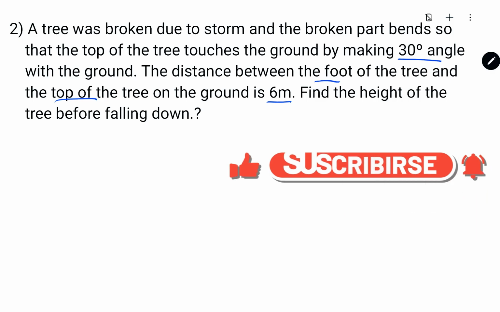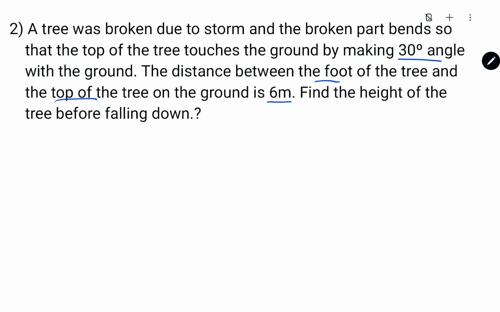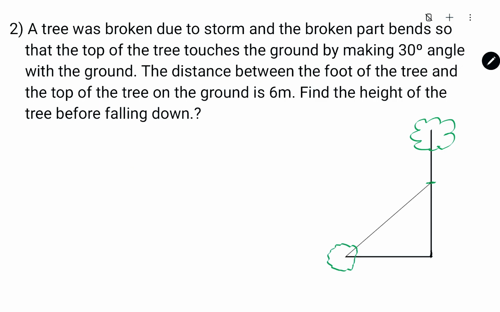First we should draw a figure from the given question. Here draw one vertical line. This tree is broken from this point and touches the ground. Here the top of the tree is making an angle with the ground of 30 degrees, and the distance between the top of the tree and the foot of the tree is 6 meters. Now we need to find the total height of the tree.